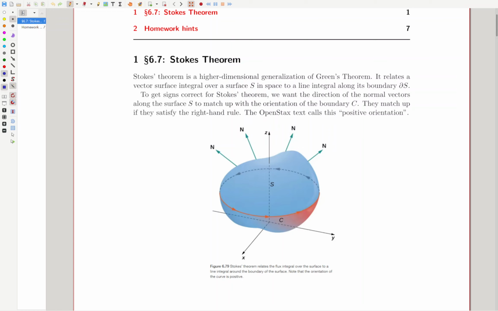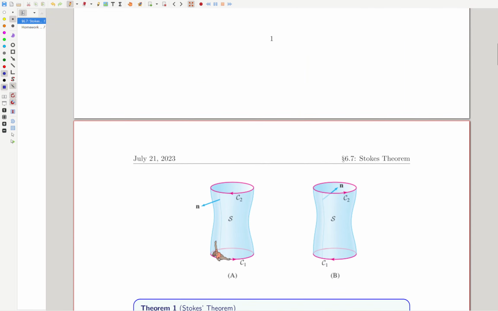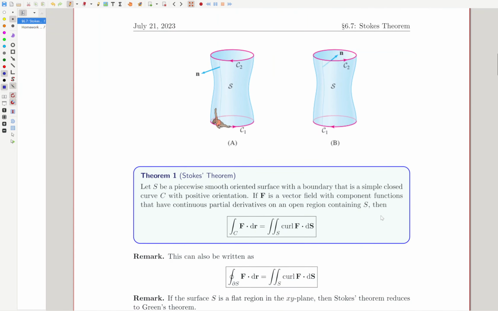The OpenStax book calls this positive orientation. The direction of the normal vector induces an orientation on the boundary C, and when those two orientations match up, that means it's positive. Otherwise, if C was oriented the opposite way around, that would be negative orientation. I have a further illustration of this.